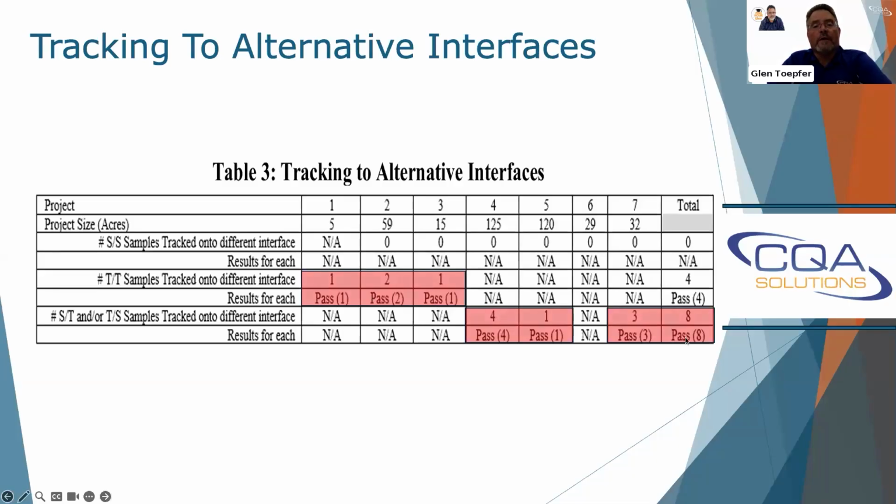And we had a total of 8 samples, and all 8 of them tracked to smooth interfaces eventually. And once they reached a smooth interface, they passed. So that really raised a red flag to me. It's really kind of eye-opening.